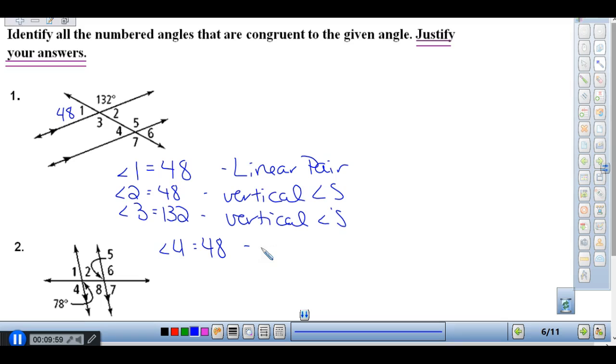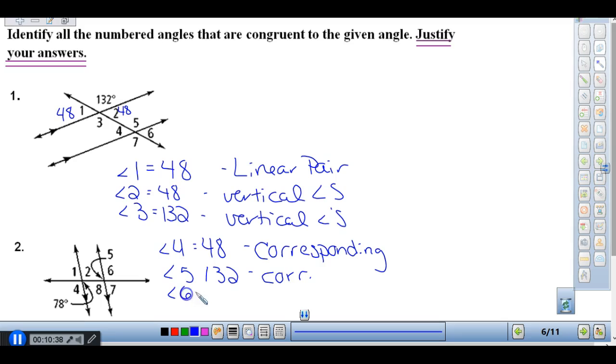Corresponding, yep. Or what else could you use? Because you know 2 is 48. So 4 is alternate interior, so either one would work. Angle 5 would be 132. Again, either corresponding or alternate interior, because they're on the interior of the 2 parallel lines. 3 and 5 would be.